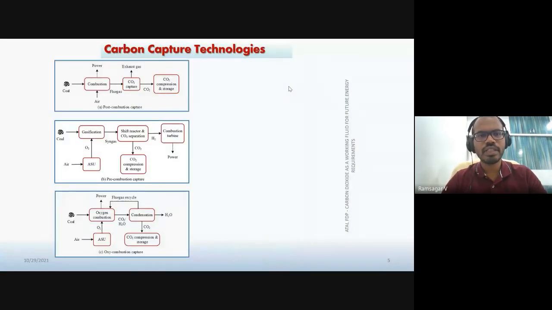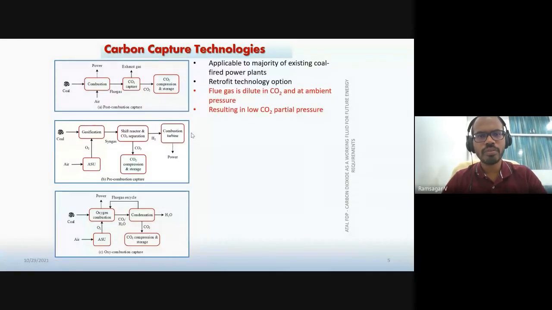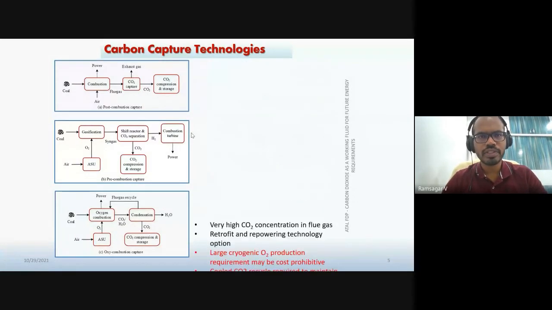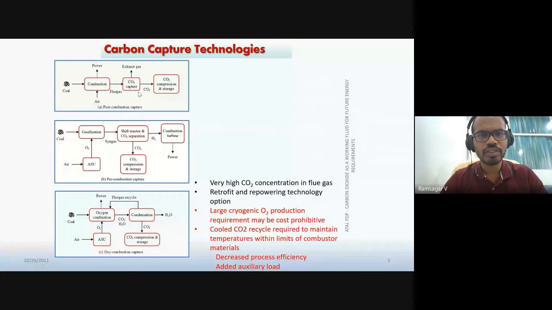This is just a repeating slide. I hope my colleague already presented it. So we have different capture technologies.